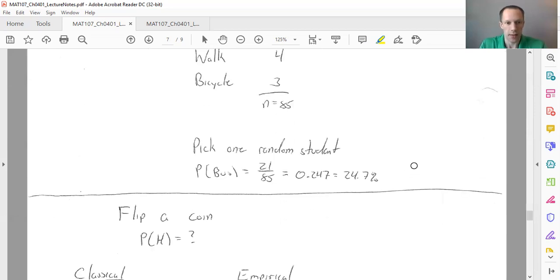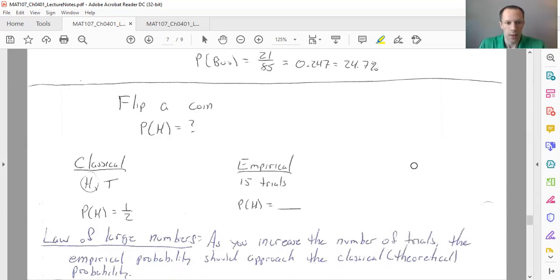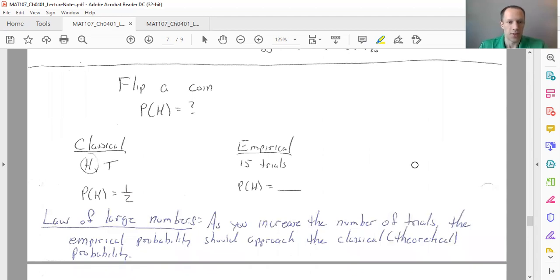Now, one last thing is known as the law of large numbers. Let's think about flipping a coin and asking about the probability that it lands on heads. If you want to find that probability in the classical way, you would write out the sample space, heads and tails, and then you would say heads is one of those outcomes out of the 2 possibilities, and you would say 1/2, okay, which would be 0.5 in decimal form.